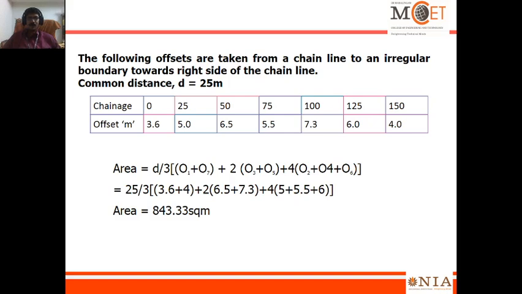Consider the following offsets taken from a chain line to an irregular boundary towards the right side of the chain line. The common distance is equal to 25. If it is not given, from the table you can see 0, 25, 50, it keeps on increasing by 25. So the distance is 25. And the offset values given are O1, O2, O3, O4, O5, O6, O7.